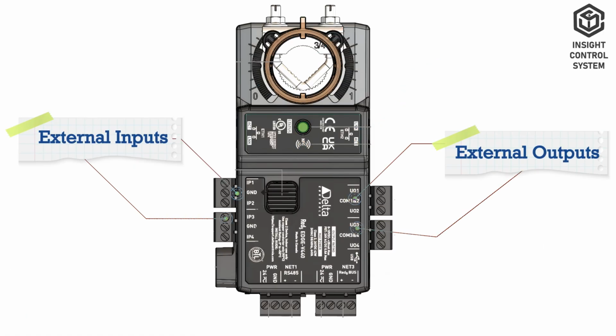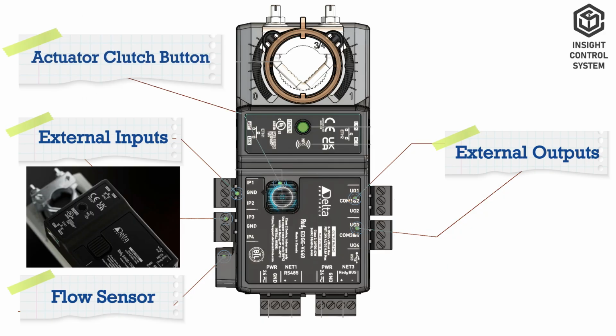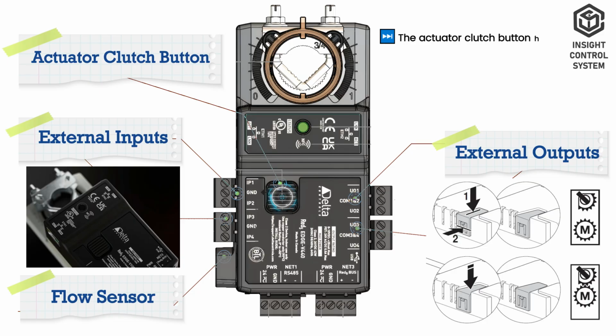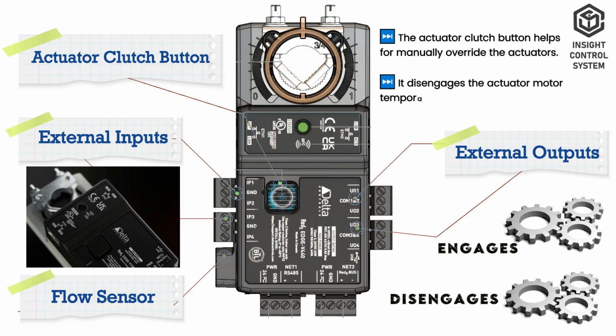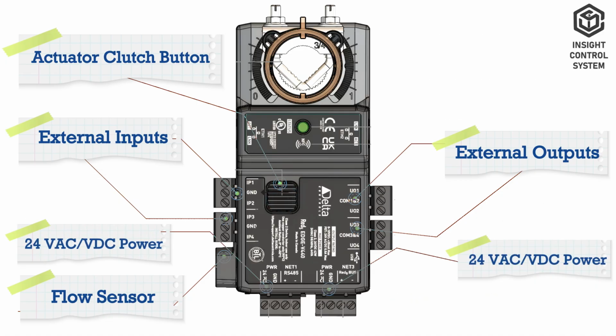This is external outputs. This is flow sensor port. The flow sensor requires tubing with an inside diameter of 4 mm for proper operation. This is actuator clutch button. The actuator clutch button helps to manually override the actuator. It disengages the actuator motor temporarily, allowing the damper or valve to be manually adjusted. This is power supply port. This is net 1 port. This is net 3 port.